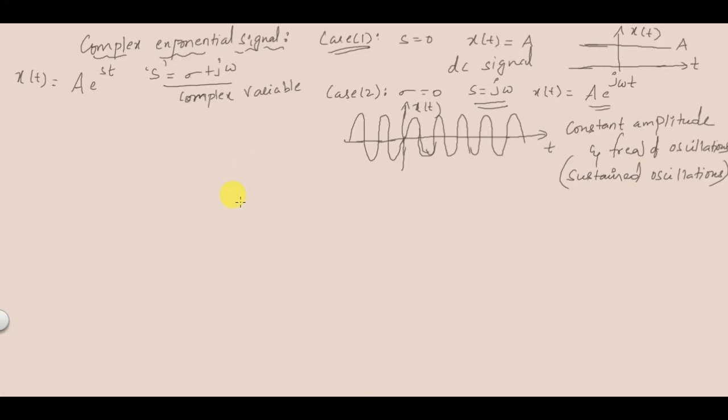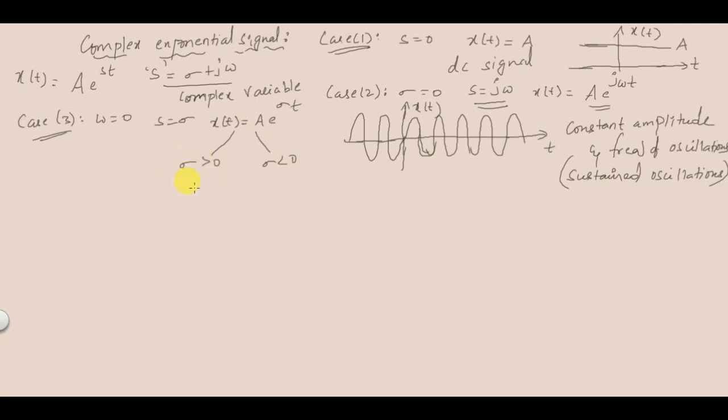In case 3, let us take omega is equal to 0. So when omega is equal to 0, then s becomes sigma. So x of t now becomes A into e power sigma t. So this is same as the previous case, that is real exponential signal, where now a is replaced by sigma. So now we have two cases again: when sigma is greater than 0, and sigma is less than 0.